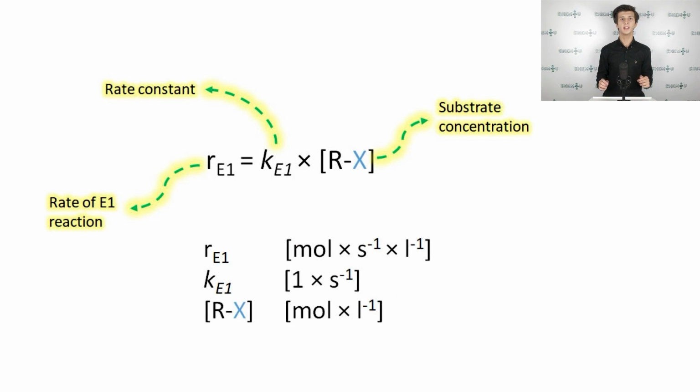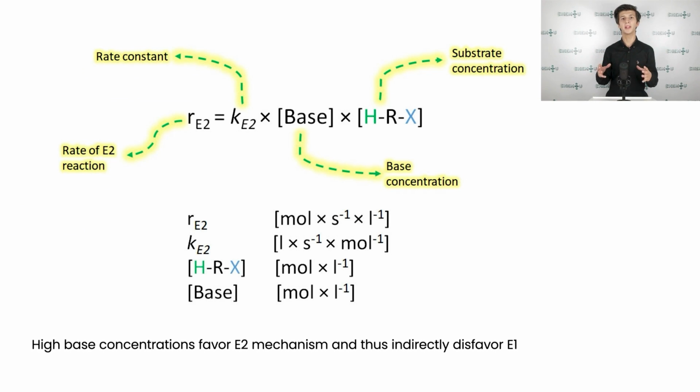The last factor to discuss is base. Being more specific, its concentration and pKb value. If one examines the rate law of E1, he will find out that base concentration is not a part of the equation. The concentration of base does not affect the rate of E1 reaction, so it cannot favor or disfavor it from first sight. Further investigation of competitive E2 mechanism, however, will show completely other dependence. The higher is the concentration of base, the higher is E2 reaction rate. That's why high base concentrations favor E2 mechanism and thus indirectly disfavor E1.